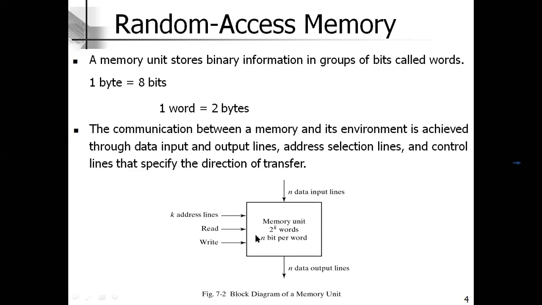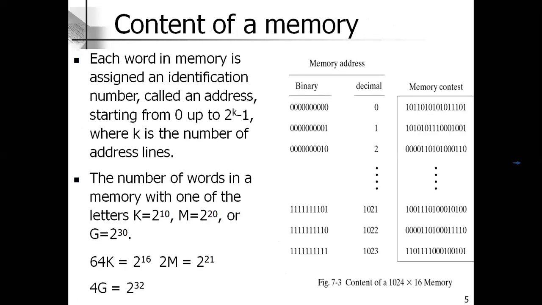So a memory unit consists of n data inputs passed into the memory, and based on the k address lines we choose, you will get n data output lines. Here you have to perform either read operation or write operation. Write operation means you write a word into the memory. Read operation means binary data is transferred out of the memory. That is the block diagram of memory unit. Okay. So here we take and consider one example: 1024 by 16 memory.